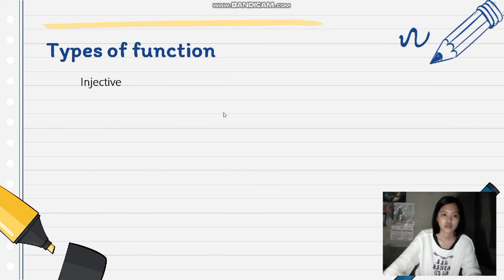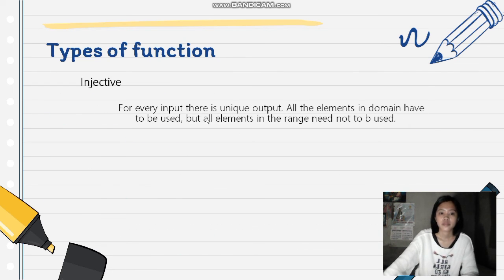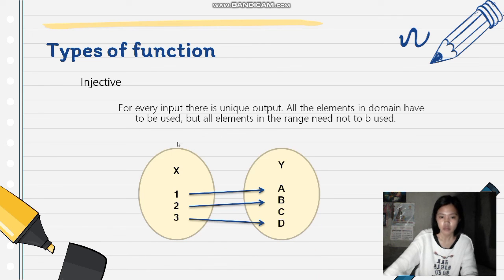Types of function. We have injective. For every input, a unique output. All the elements in the domain have to be used, but all elements in the range need not be used. So, sabi, kailangan daw yung elements natin sa x ay magamit, at yung y natin, at least one doon ay hindi dapat magamit. This is the domain and the range.